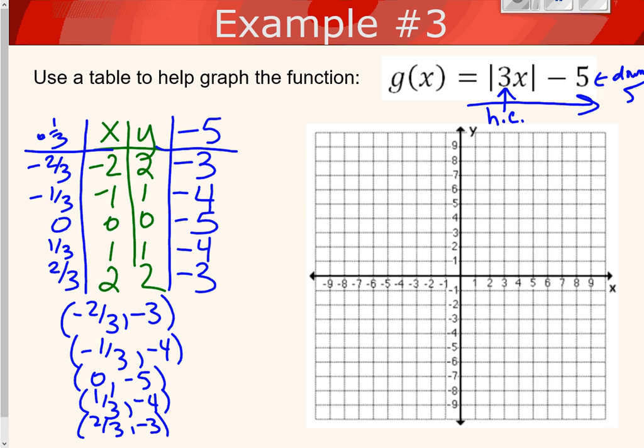All right, so let's plot these points. -2/3, so that's not even to -1. -2/3 and -3 is like here. -1/3 and -4 is, let's say, here. And 0 and -5 is here. 1/3 and -4. And then 2/3 and -3. Wow, that is definitely horizontally compressed. I mean, it is pretty tight. So again, think of it as if you came in on either side of that absolute value graph and squished it in. And then, of course, it was moved down 5.